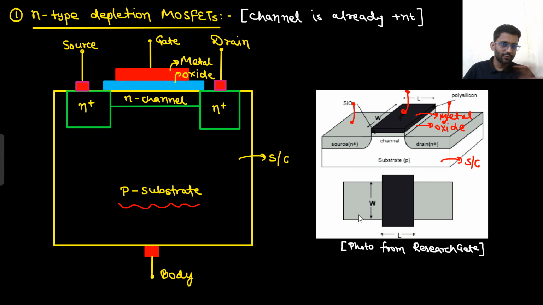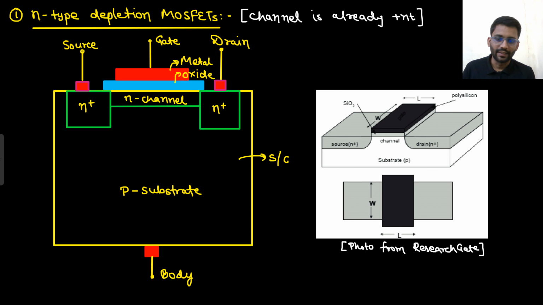Understood? This much of the concept you understood? This length is known as L. This is length, and if it is backward, it is width. Length and width. You can see it in the diagram, length and width. So this I don't need to show here.